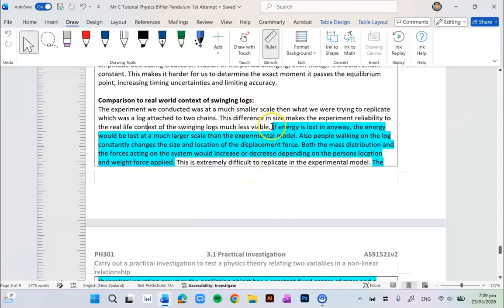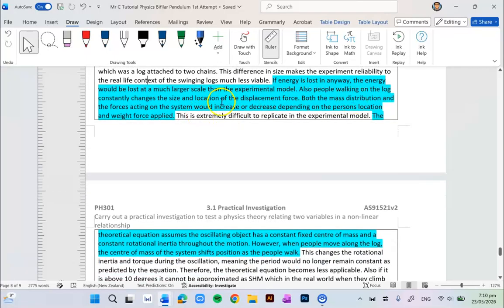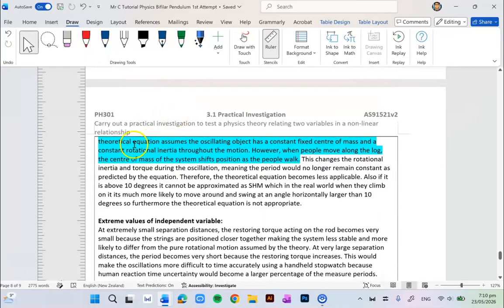And also talking about energy, so here's me linking it to physics again. If energy is lost in any way, the energy would be lost at a much larger scale than the model. And then talking about people as well, walking on the log, that's going to change the size and location of the force they apply, which will therefore change the center of mass and center of rotation. You see how I'm consistently linking it back to what the theory equation assumes to show how the two are different and cannot apply. And then that's more physics there.